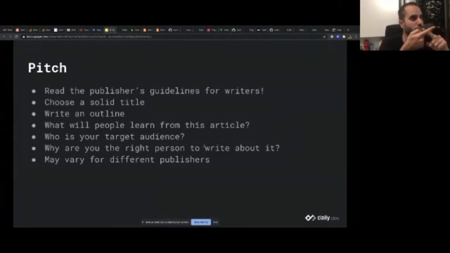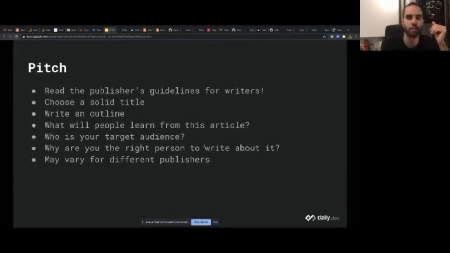So after you read the rules and you chose a title, we need to write an outline for the article. An outline, you can imagine, is like a table of contents. It's like you say, I'm going to have this chapter. You give this chapter a title. You roughly estimate how many words are going to be in this section. And then in some bullet points, you describe what you are going to say in this chapter.